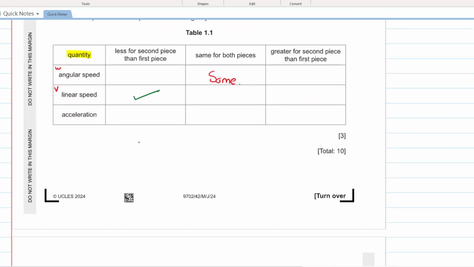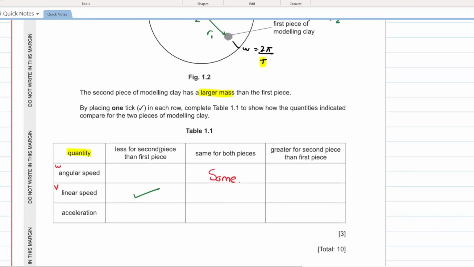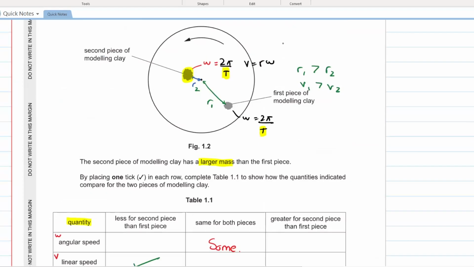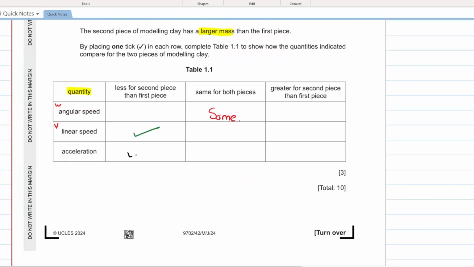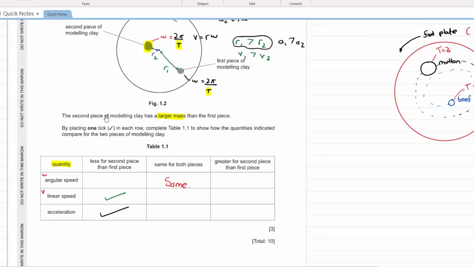What will happen to acceleration? Now, what will happen to acceleration? Again. Just focus a bit. What is the formula for acceleration? Centripetal acceleration is equals to RW square. W square is constant for both of them. But the radius of the first one is greater than the radius of the two. Hence, the acceleration of the first one will be greater than the acceleration of the second piece. So you will write that the acceleration for the second piece is less than the acceleration of the first piece. Is this entire question clear to all of you, beta?